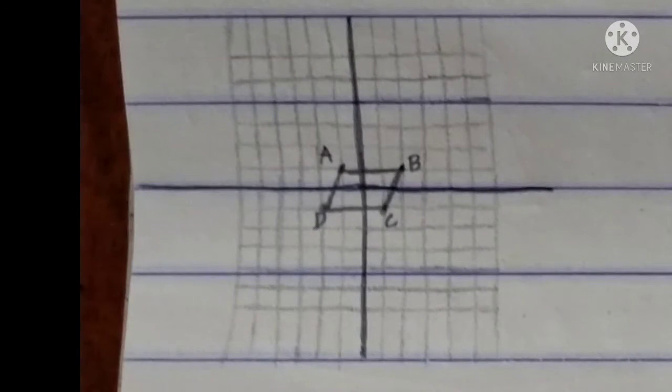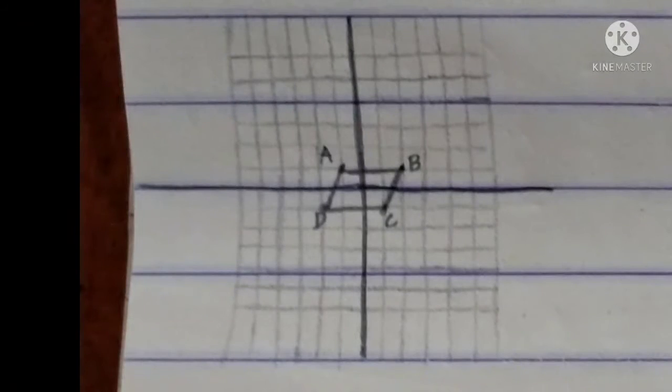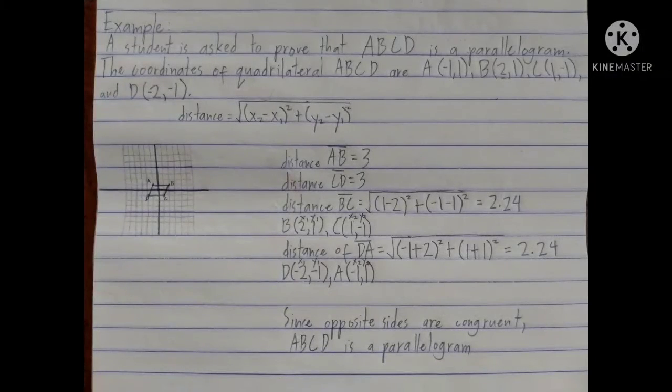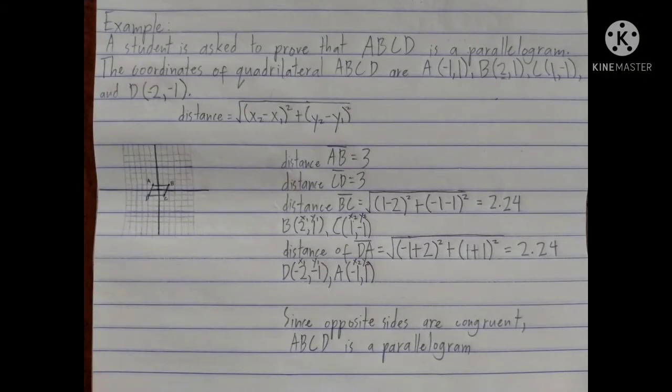But for distances BC and DA, we must solve for them because we can't just count them like the distances AB and CD. So we're going to need the distance formula. Distance BC is equal to the square root of (1 minus 2) to the power of 2 plus (-1 minus 1) to the power of 2. And if you solve that, it is equal to 2.24.